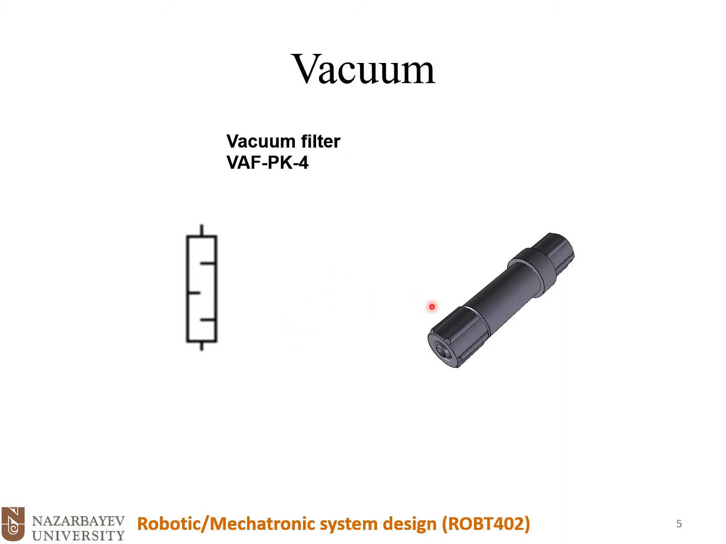This is a vacuum filter that we have on the MPS 500, and this is a symbol for that filter. If you watch the videos again and look more carefully, you could see this part in the distribution station. Okay, it's just a filter to stop particles and dust coming into the pneumatic circuit.